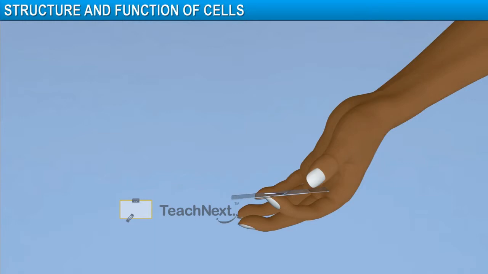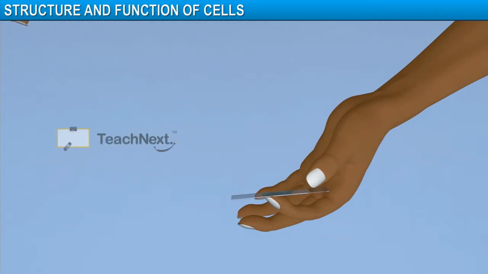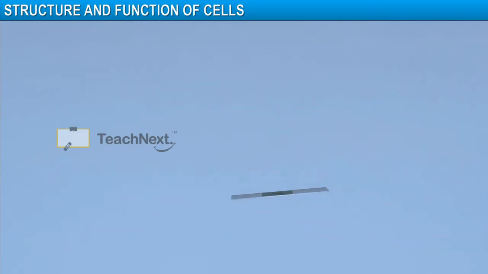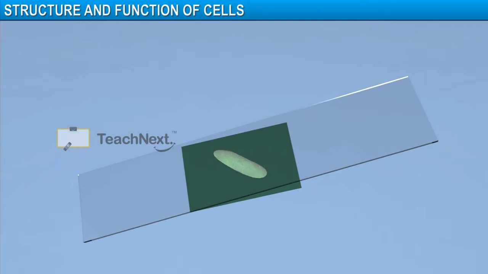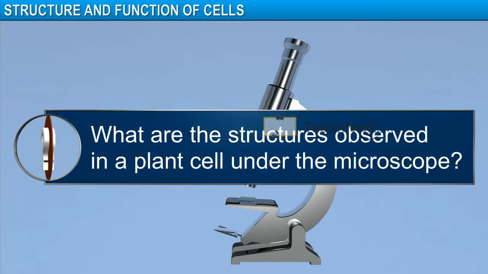Water will prevent the peel from drying. Then, add a drop of methylene blue solution to the peel. Place a cover slip on it. Tap the cover slip gently to prevent the formation of air bubbles in the slide. Place the slide under the microscope. What are the structures observed in a plant cell under the microscope?